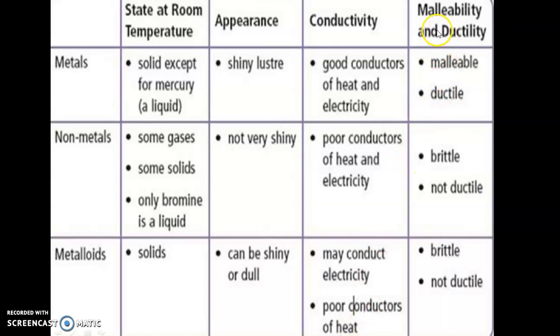Now we see malleability and ductility. Malleability means the ability to be converted into sheets, and ductility means the ability to be converted into thin wire. Metals have both properties, malleable and ductile. Non-metals show brittleness, and metalloids also show brittleness.